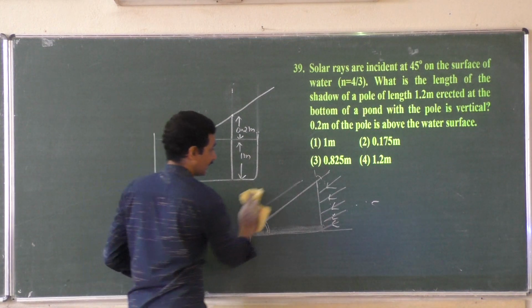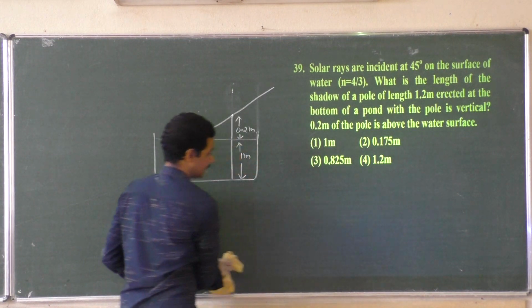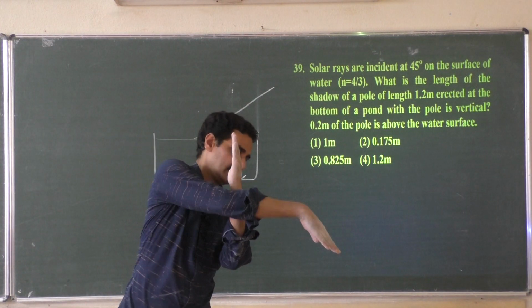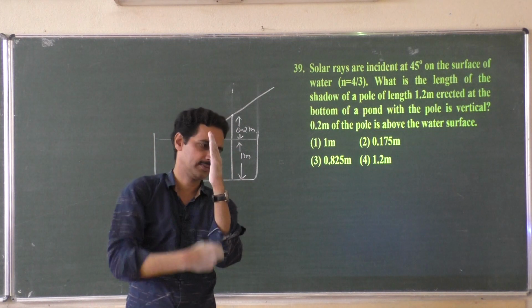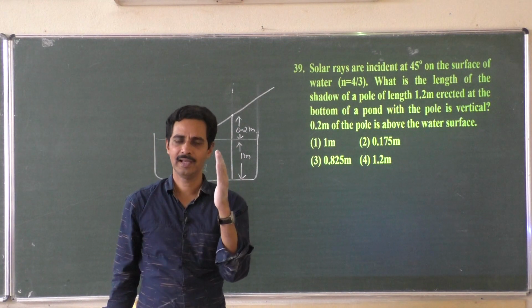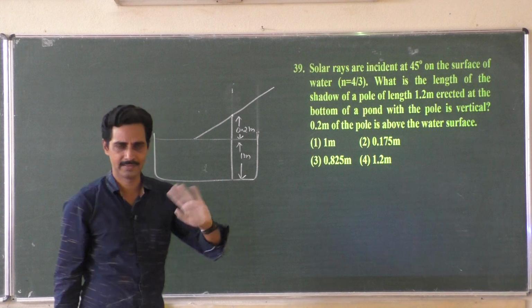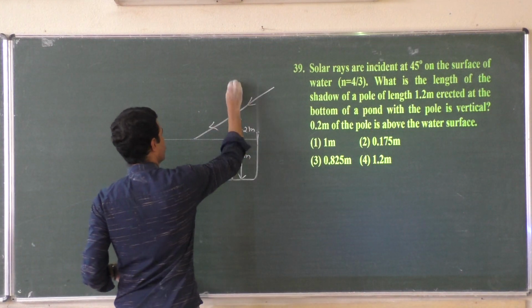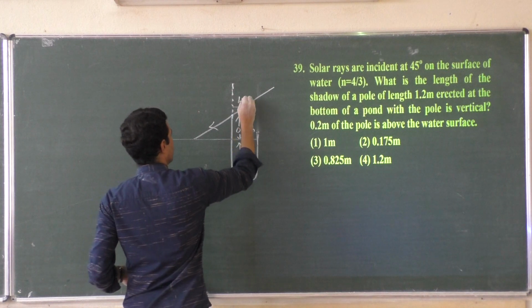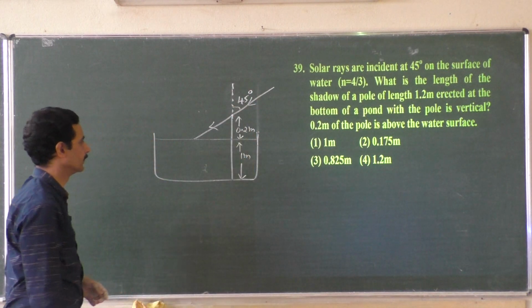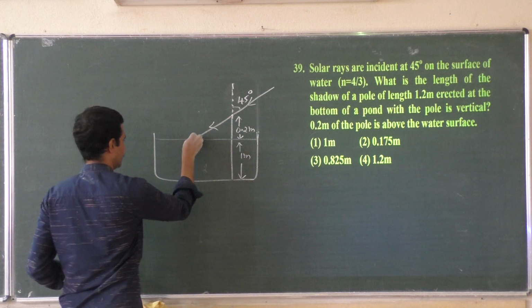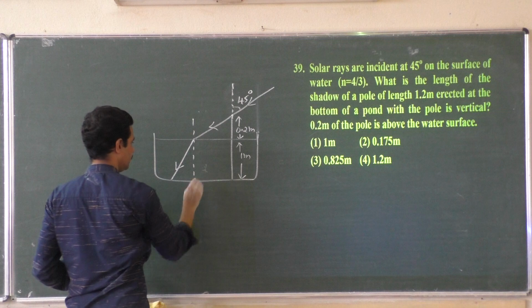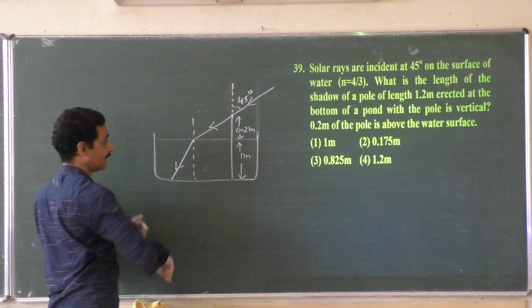But this is inside water now. Got it? If it is on the surface of earth like this, you could have taken sine theta and the length of the pole and the remaining adjacent side, or cos theta, whatever. You could have managed it. But now it is in water. So the rays of light are falling like this at 45 degrees, but they undergo refraction like this here. I will draw a normal. What is the length of the shadow inside water?